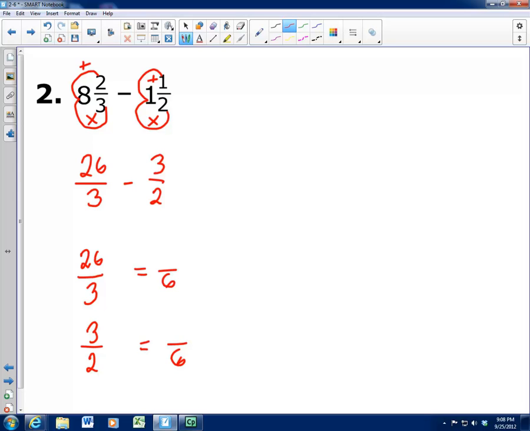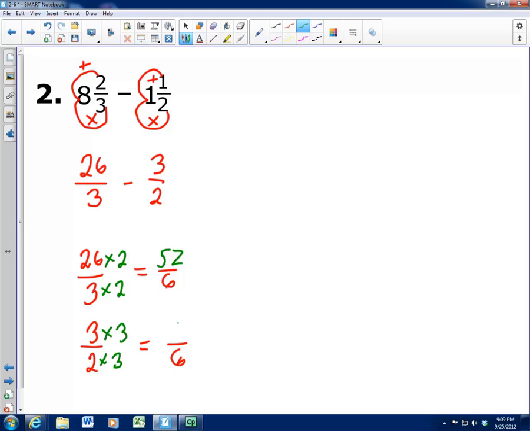Okay, so next thing I need to figure out is, what do I do to this 3 to get it to be 6? Well, I multiply it times 2. I have to do the exact same thing to the top, which is going to give me 52 over 6? And down here, I know that I multiplied times 3 to get 6, so I have to do the same thing to the top that I did to the bottom.